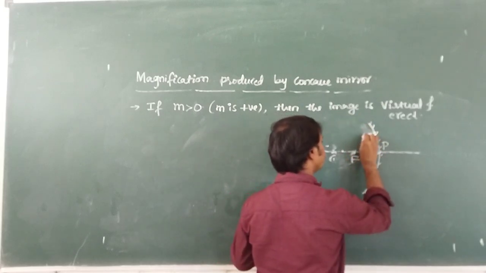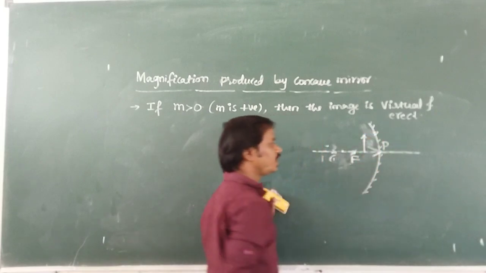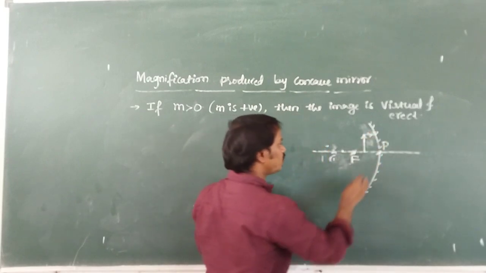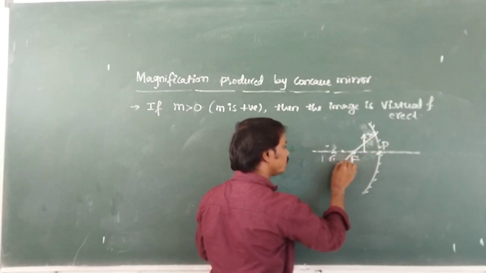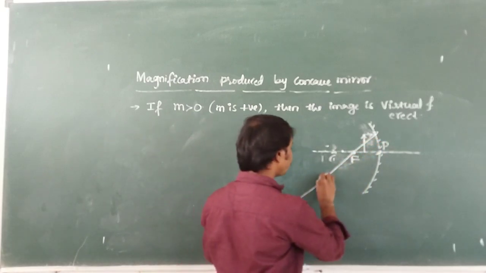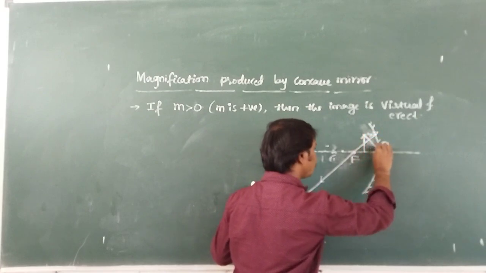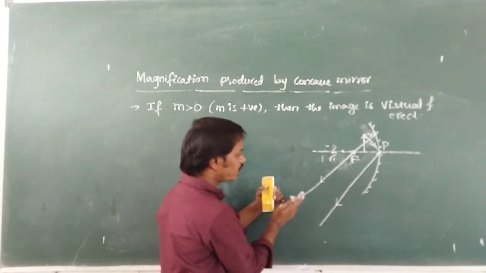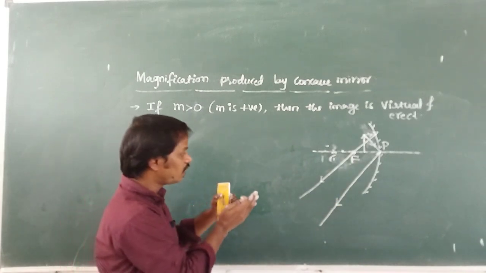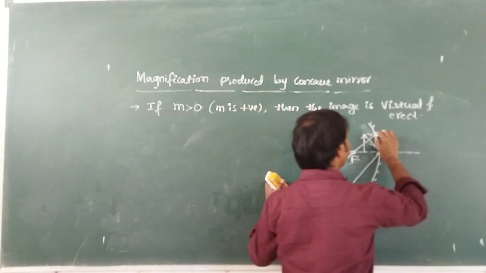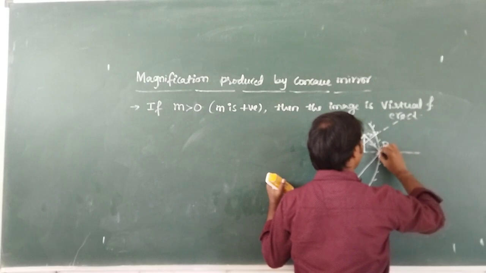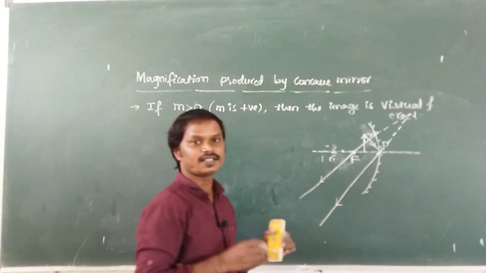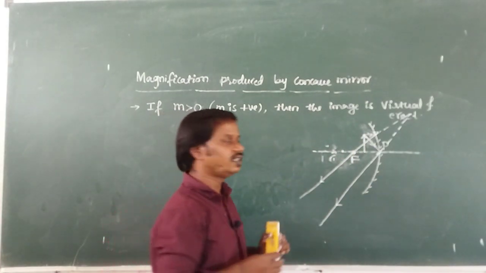Suppose I take here an object in between F and P. Then the first incident ray, that is parallel to the principal axis, after reflection, the reflected ray passes through the focus. And the second incident ray, which is incident at the pole, is incident obliquely, and it reflects obliquely. These two reflected rays are now diverging, meaning these diverged rays appear to have come from a point. I will extend these two reflected rays. Where these two reflected rays meet, at that position we will get the image of the object.